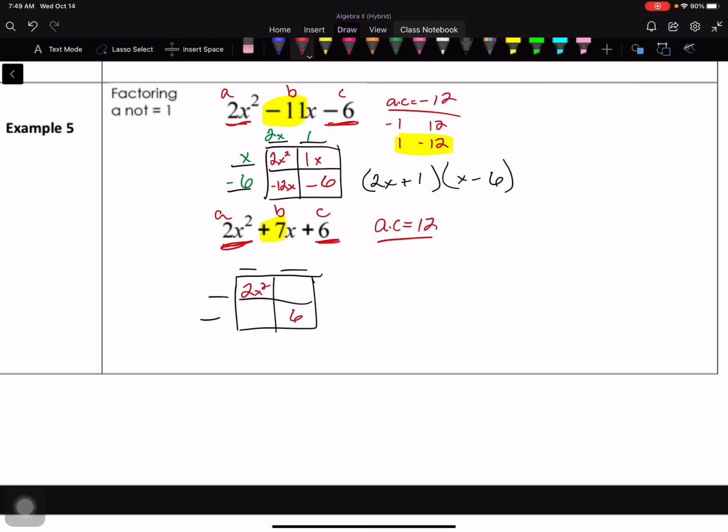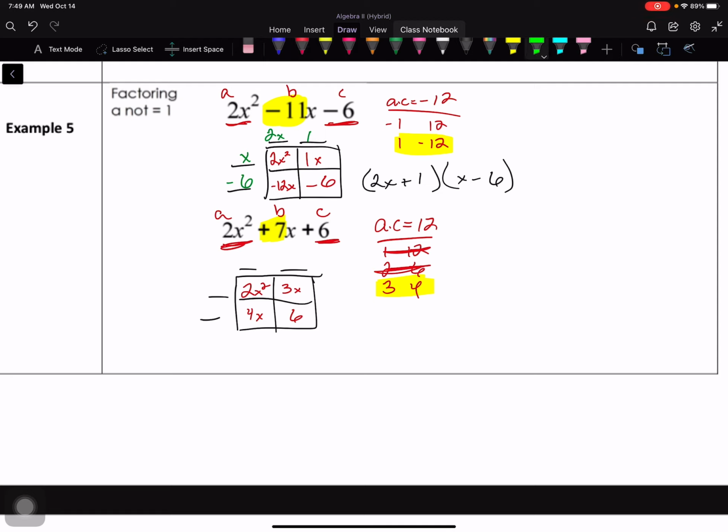So, if you know it right away, jump right to that. You don't need to list them all. I'm going to start with 1 times 12. If I add them up, I get 13. Not that one. 2 times 6. If I add them up, I get 8, so I'm getting closer, but that's still not 7. 3 times 4. If I add them up, oh, there we go. I get 7. So, in the other two boxes, we'll put 3x and 4x.